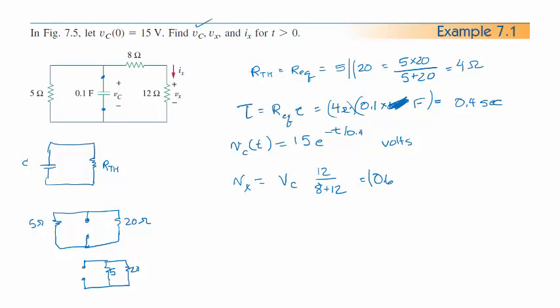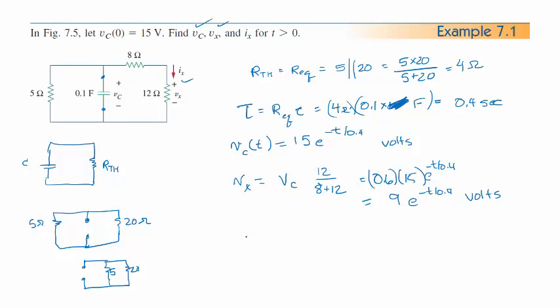0.6 times 15 e to the minus t over 0.4, and then you get the answer, which will be 9 e to the minus t over 0.4 volts. So then we get this voltage right there. Okay, good, we found that.